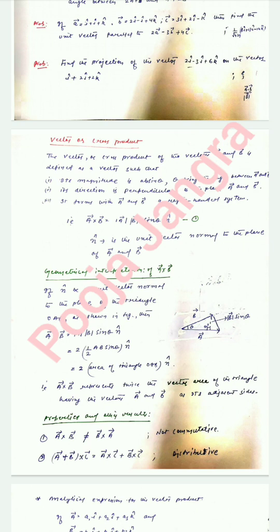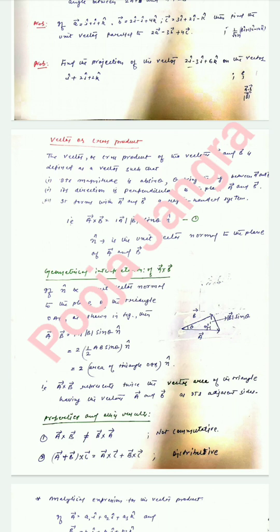Just as we discussed the geometrical interpretation of A dot B, here we will discuss the geometrical interpretation of A cross B. So if n is the unit vector normal to the plane of the triangle, and your triangle is OAB as shown in the figure, then A cross B is equal to magnitude of A, magnitude of B, sine theta, n cap. This is equal to twice, factor 1 by 2, AB sine theta into the n unit vector.